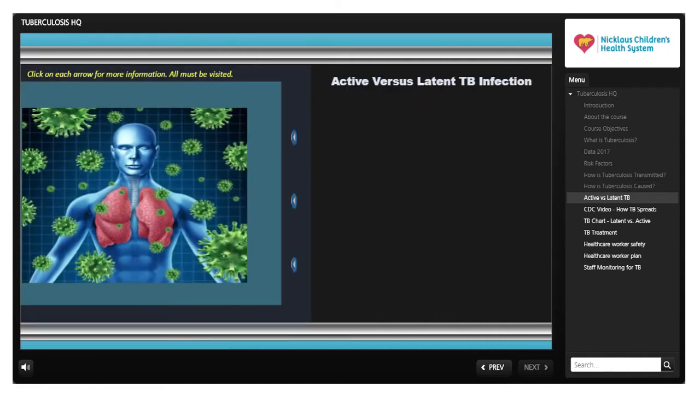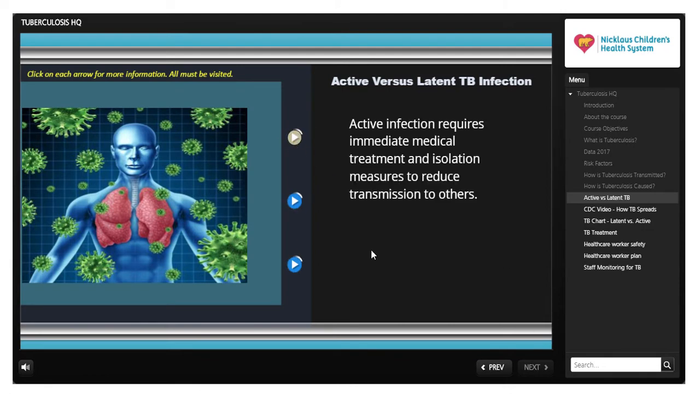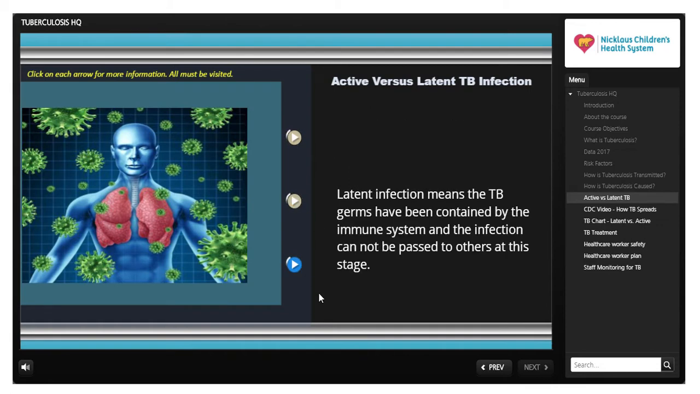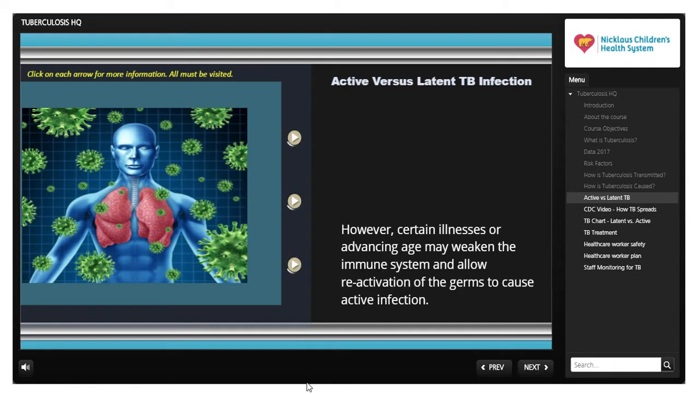Active versus latent TB infection. Active infection requires immediate medical treatment and isolation measures to reduce transmission to others. Latent infection means the TB germs have been contained by the immune system and the infection cannot be passed to others at this stage. However, certain illnesses or advancing age may weaken the immune system and allow reactivation of the germs to cause active infection.